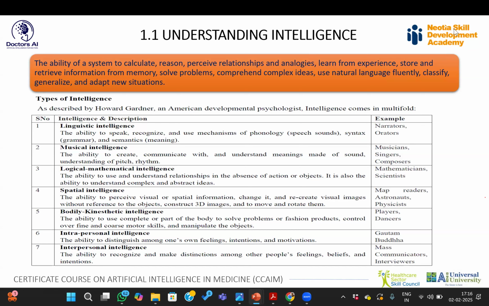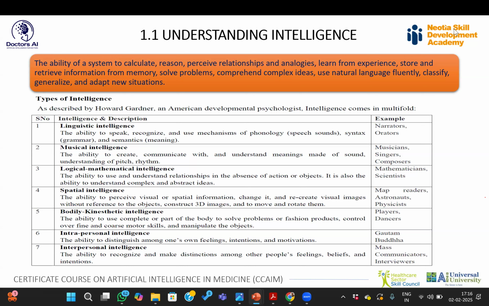Now, in this slide, you can see there are various types of intelligence which a human being actually possesses. As described by Howard Gardner, who is an American psychologist, he believes that intelligence comes in multifolds. One is linguistic intelligence, something which we all possess, right? What I'm doing at the moment is giving a lecture or an oration. So this comes with my linguistic intelligence. Musical intelligence: the ability to be creative, communicative, understand meanings made with sound, understanding of pitch and rhythm. This is where your voice response comes in the AI system.